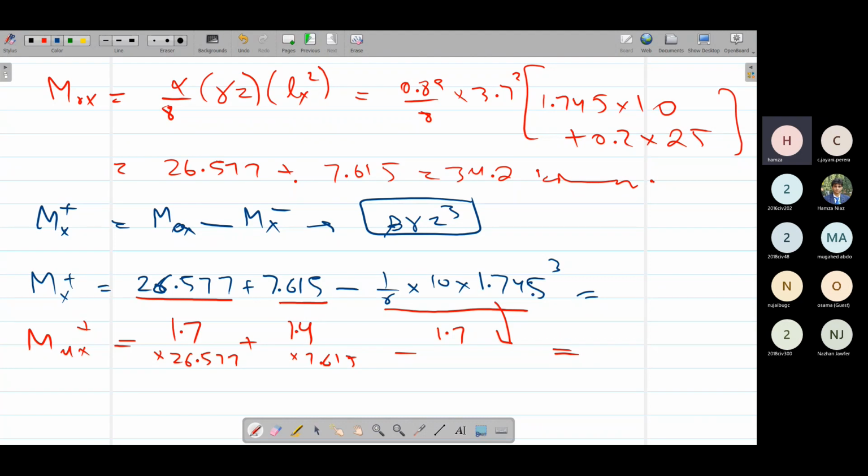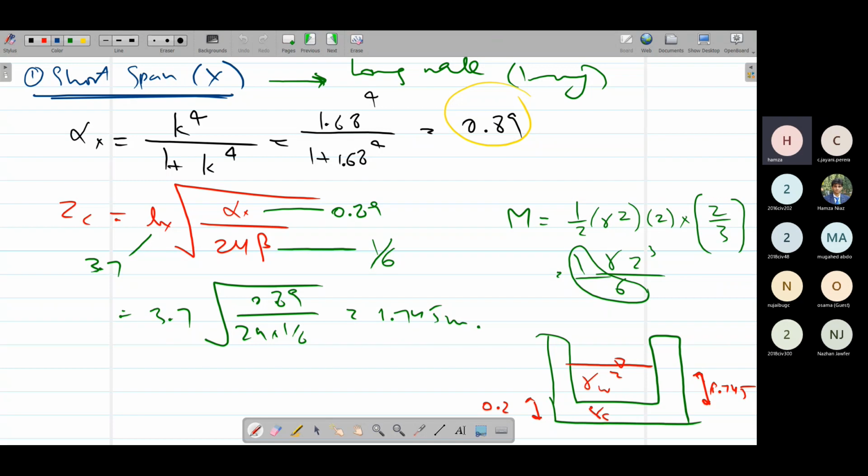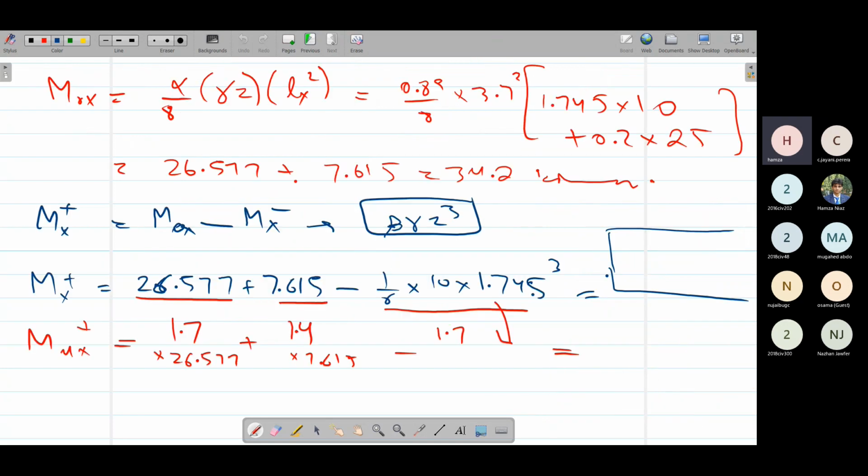After getting this ultimate moment, calculate the value of d. The d value is, because it is the base slab, our short span, we are designing this as the short span. So the short span would have steel inside. The short span is the critical span, so it would have steel inside. So our d value is this thing.